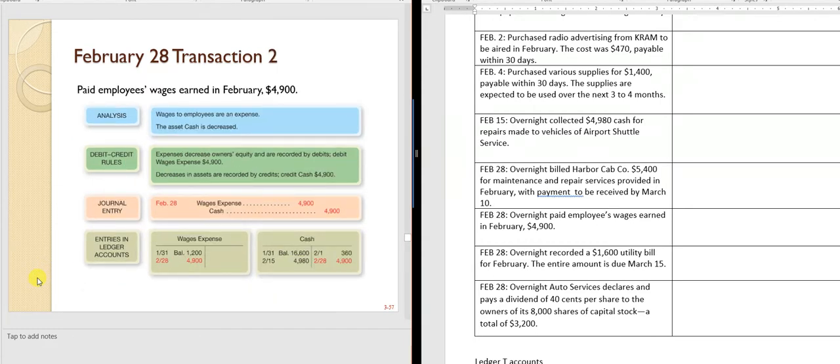February 28th, my employees earned wages, so wages is the cost of doing business, so it's an expense. Expenses are debited, and cash is going down, so I credit cash. So I post it to the accounts.